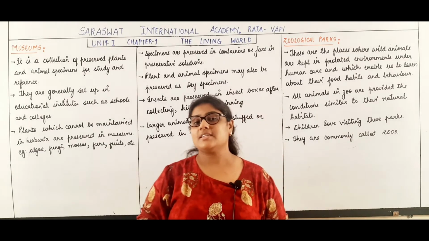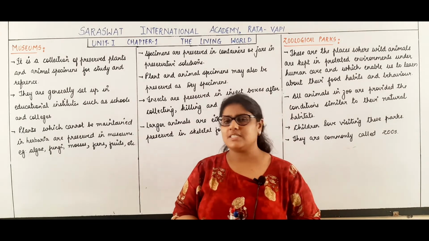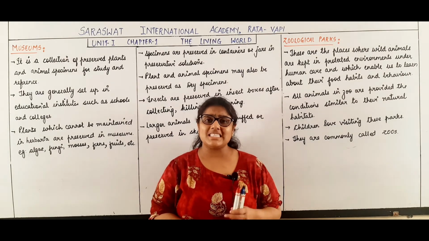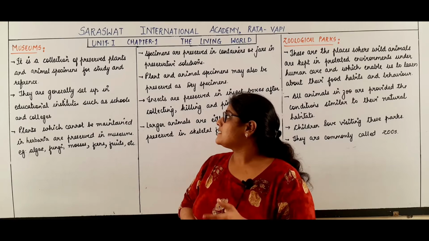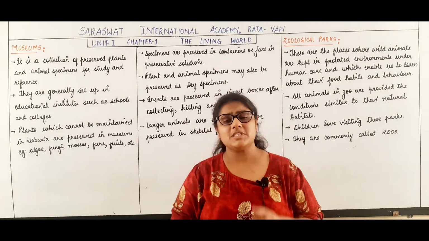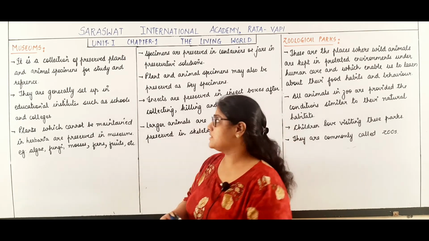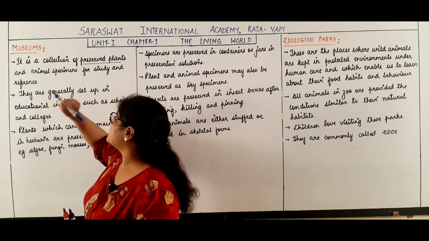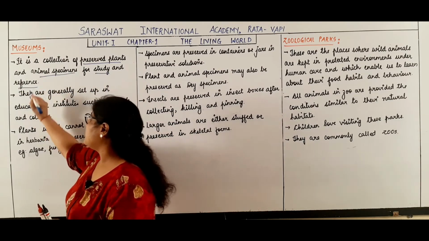Now, students, the next taxonomical aid is museums. So, basically you all might have visited a museum, students, right? Here the plant and animal specimens are preserved for study as well as for reference. Why are the plant specimens and animal specimens preserved here? They are preserved for study and reference. So, students, what is a museum? It is a collection of preserved plant and animal specimens for study and reference.